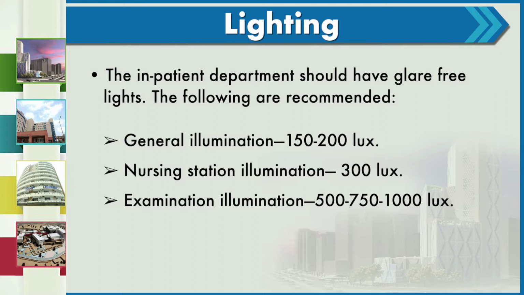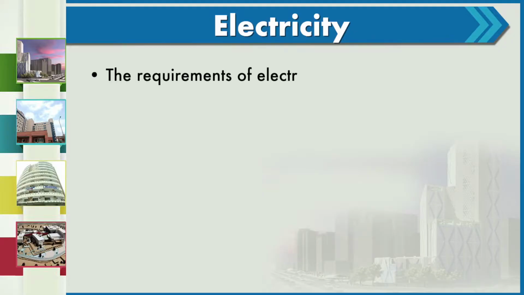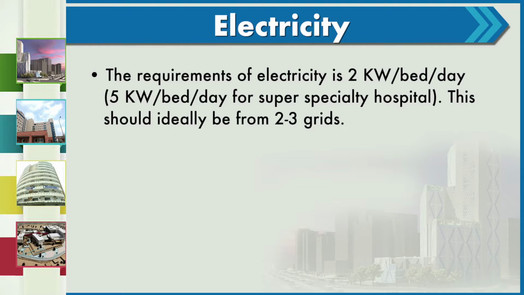The following are recommended: general illumination 150 to 200 lux, nurses station illumination 300 lux, examination illumination 500, 750 to 1000 lux. Water requirements. The water requirement in a hospital is 450 to 500 liters per bed per day. This excludes the water required for firefighting purposes. There should be a separate storage tank for firefighting purposes. It is recommended that a 3 days requirement of water should be available at all times as a reserve buffer stock. Electricity. The requirement of electricity is 2 kilowatt per bed per day, 5 kilowatt per bed per day for a super speciality hospital. It should ideally come from 2 to 3 grids.